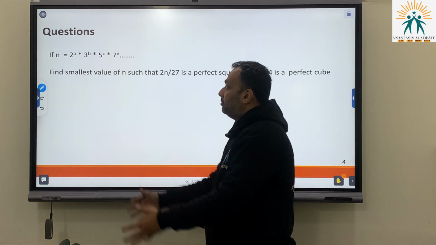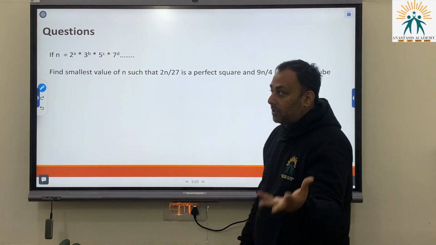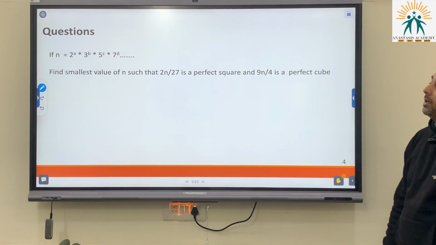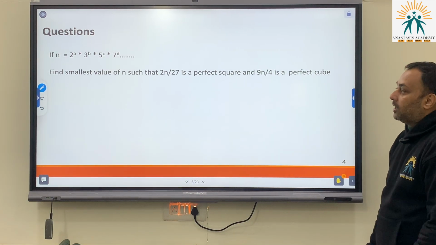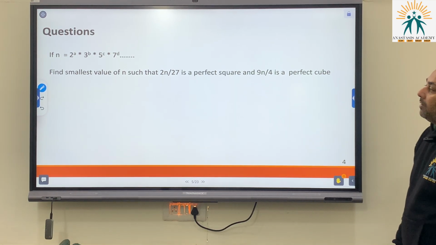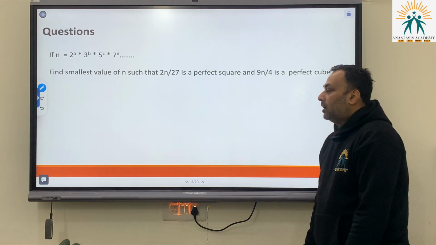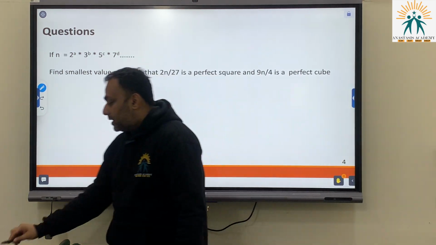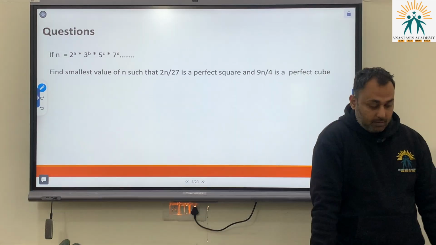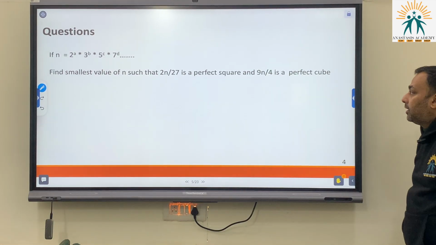Now, this is a wonderful question. Please try. If n is equal to 2 raised to the power a into 3 raised to the power b into 5 raised to the power c into 7 raised to the power d and so on, it is a normal generalized form. Find the smallest value of n such that 2n by 27 is a perfect square and 9n by 4 is a perfect cube.